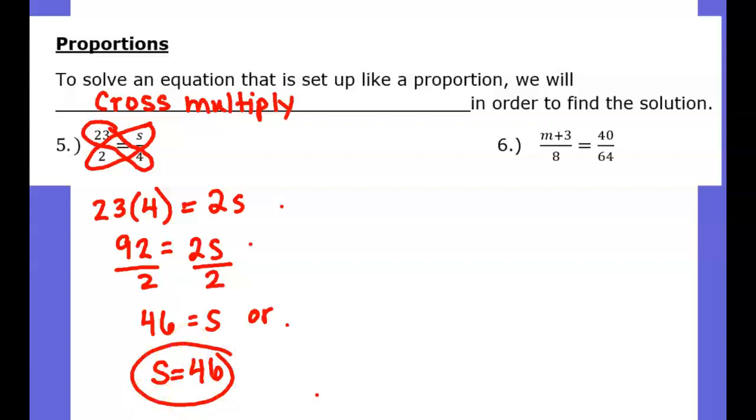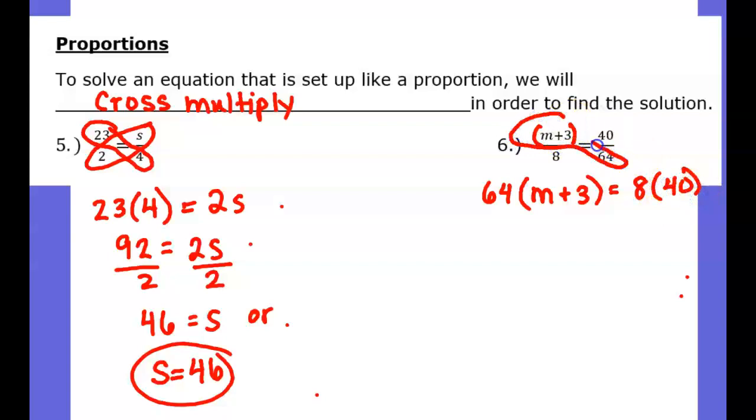Okay, number 6, all right, now it's going to be a little bit different because now we're going to have to distribute. Watch what happens. M plus 3, you should really put it in parentheses, so that when you cross multiply, you're going to take 64 times m plus 3, and that's going to be equal to 8 times 40. Okay, so I just multiplied this, and I multiplied this. Okay, that's really the only additional step that we're adding today, and that's different from what we did yesterday.